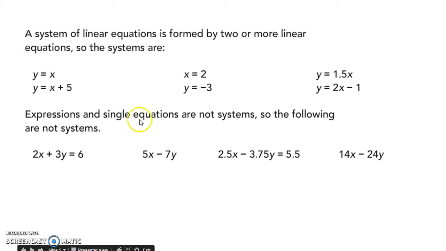Expressions and single equations are not systems. So the following are not systems. This is just a single equation. That is not a system. This is just an expression. That's not a system. Single equation is not a system. And another expression is not a system. Okay, so it looks like this. 2 equations would be a system of equations.